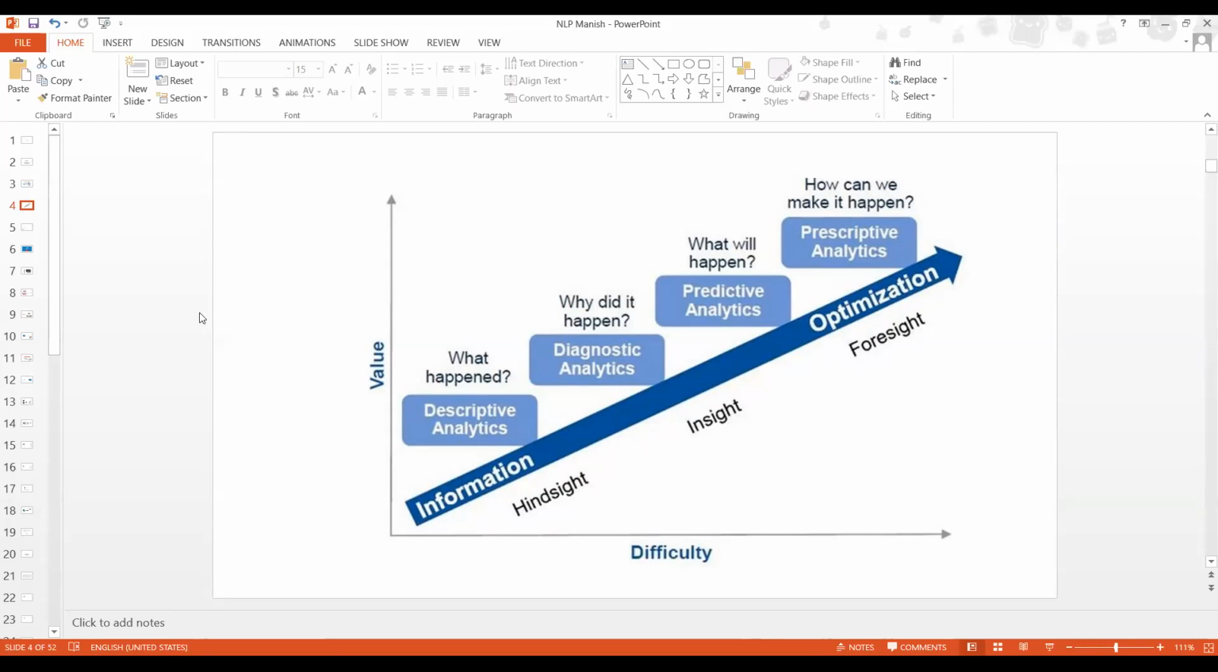Number two, why did it happen? Here we go into more depth. We are performing supervised and unsupervised models, and doing more diagnostic analytics. Number three, what will happen? Here we are doing predictive analytics, meaning we are doing some prediction. If I have something like this, what is the outcome we are getting from here? That is what we are doing this way.